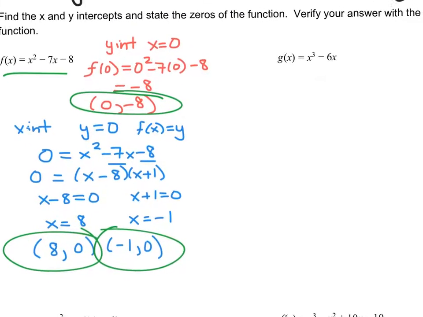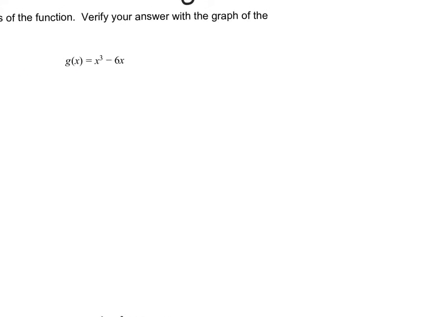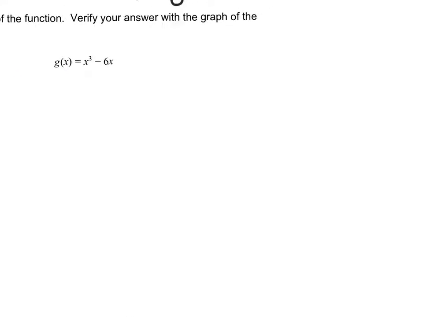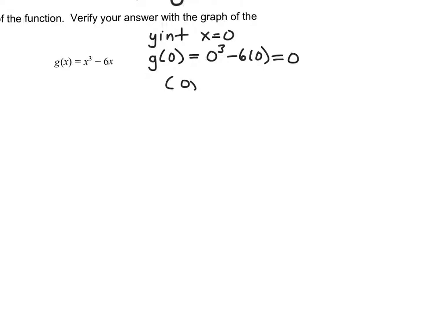All right, let's look at g of x here to the right. We have x cubed minus 6x. So same idea. For the y-intercept, I'm just going to set x equal to 0. So that's going to be g of 0. So that's going to be 0 cubed minus 6 times 0, which is just 0. So the y-intercept is (0, 0). So this thing should cross the origin at the y-intercept.